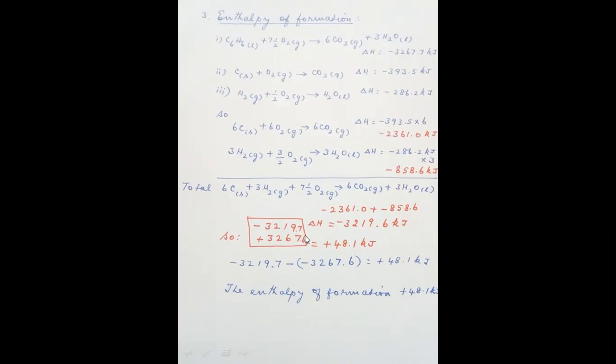But originally, it is found to be minus 3267.7 kilojoule. It is a little bit higher. So what is the difference? You take the calculated value and subtract the actual burning value. And the difference is a plus 48.1 kilojoule, which is the enthalpy of formation of benzene. So the excess heat energy that is coming out when it is originally burnt, that much energy is actually holding the carbon and the hydrogen together in the form of benzene.